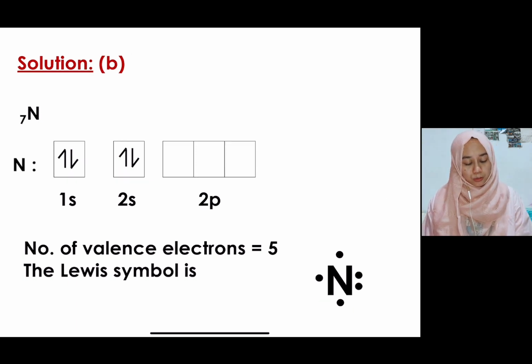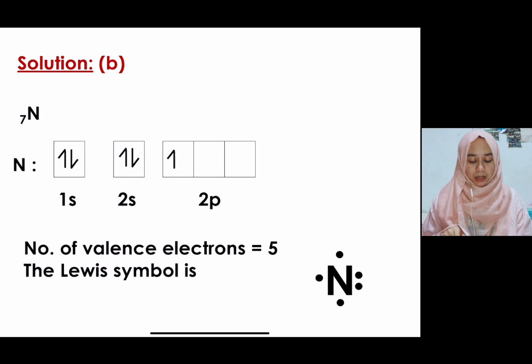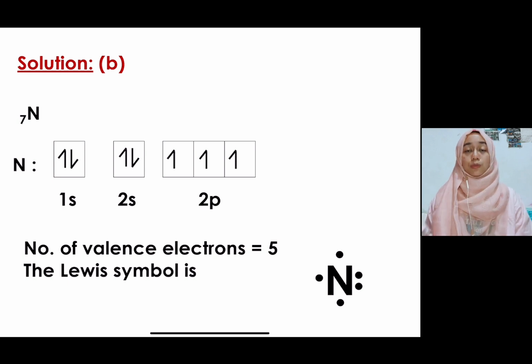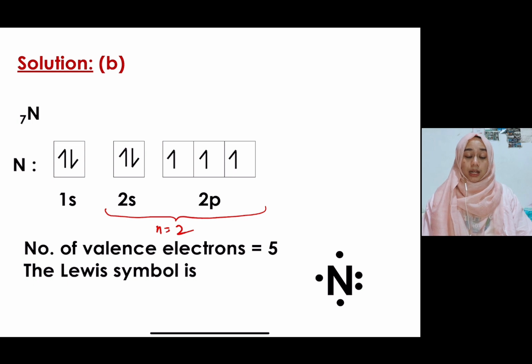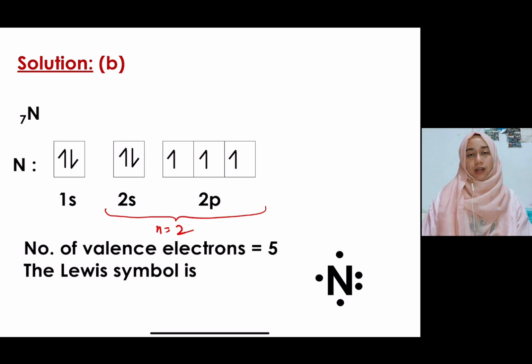So nitrogen ada 7 elektron. So baru ada 4 kat sini, bermaksud yang kelima akan masuk kat 2p, ke-6 pun 2p, ke-7 pun 2p juga. So kat sini kita punya highest n adalah n equals to 2. So the valence electron is the one yang dalam 2s dengan 2p. So the number of valence electron is 5. Okay, so the Lewis symbol is macam yang ada kat situ.